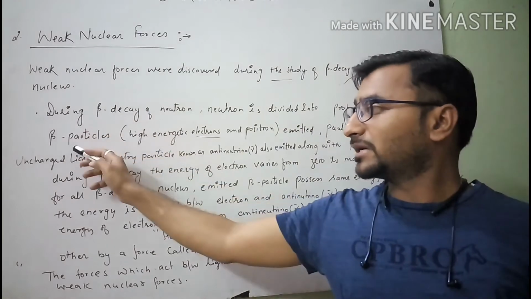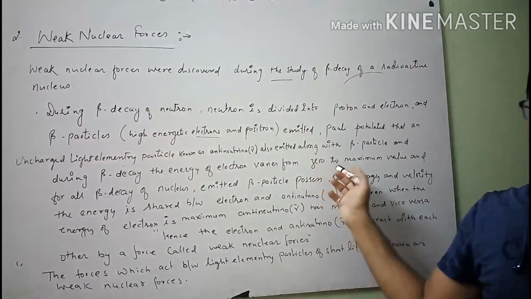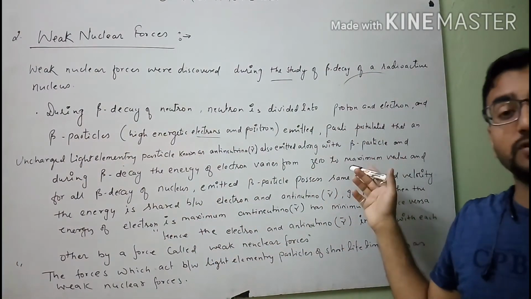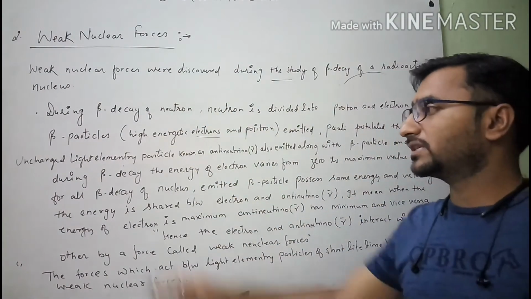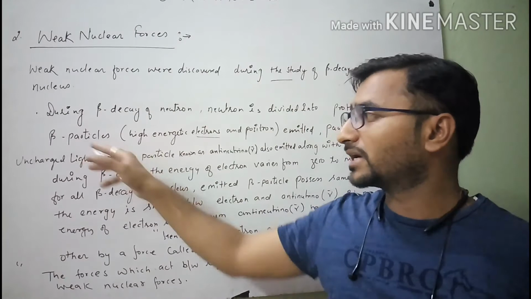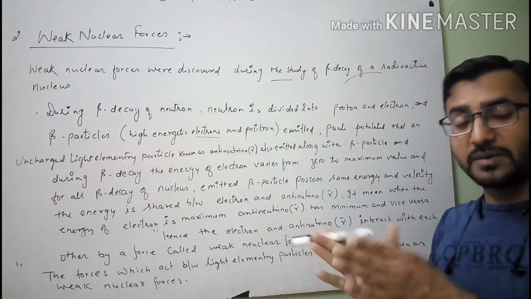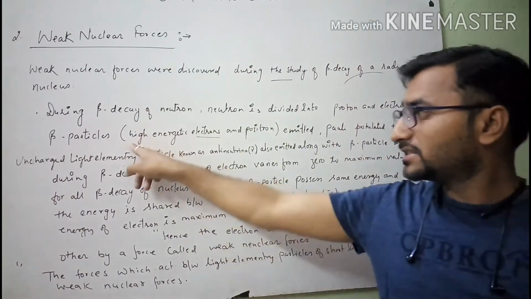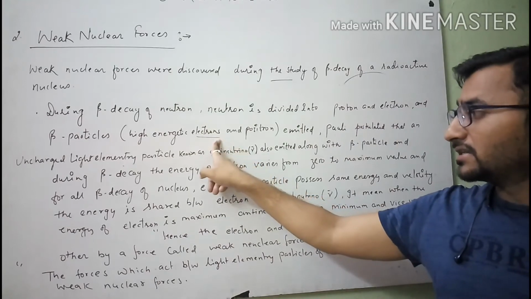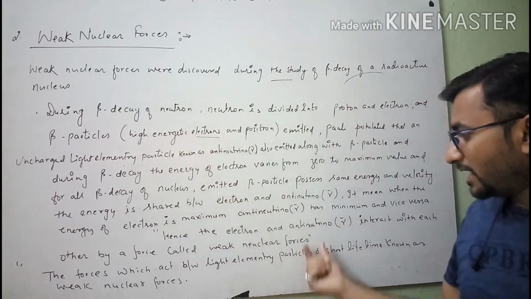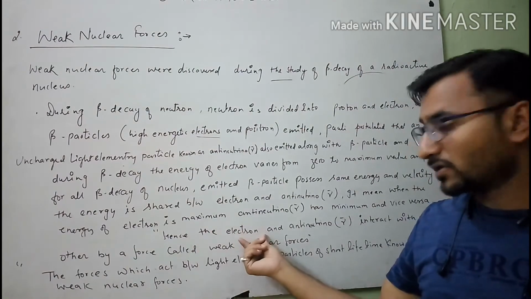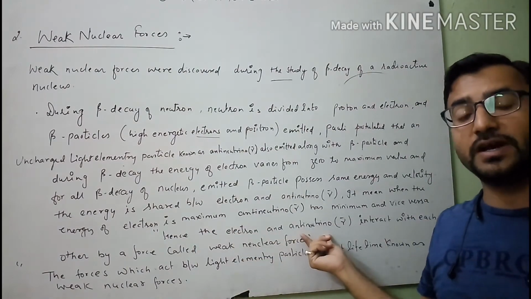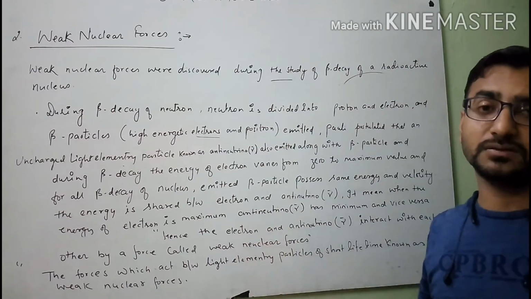Earlier it was proposed that a light elementary particle is emitted with this beta particle, and the high energy is shared between them, meaning the electron and the antineutrino. When the energy of the electron is maximum, the energy of the antineutrino is minimum, and vice versa.